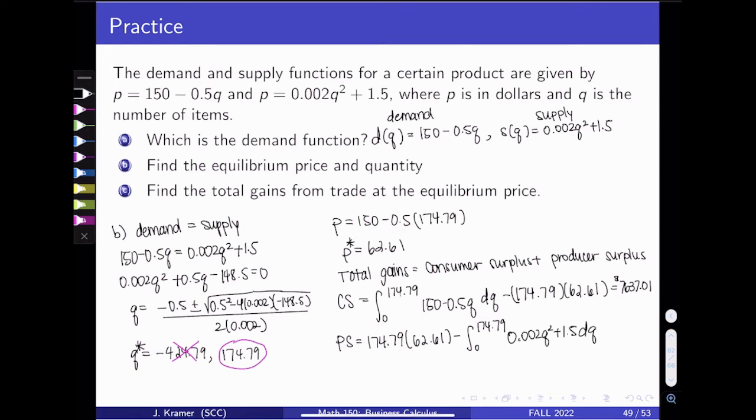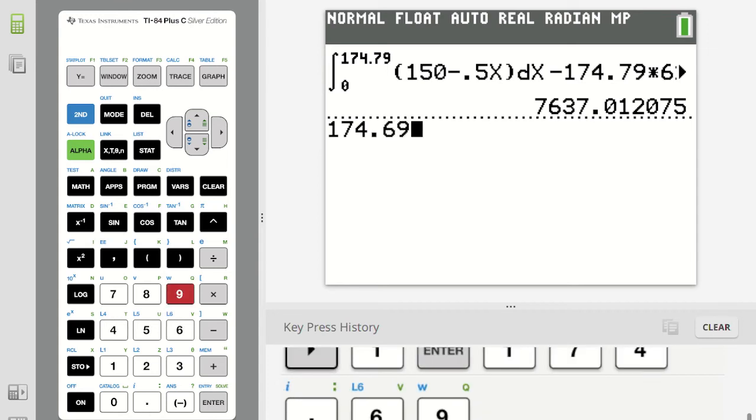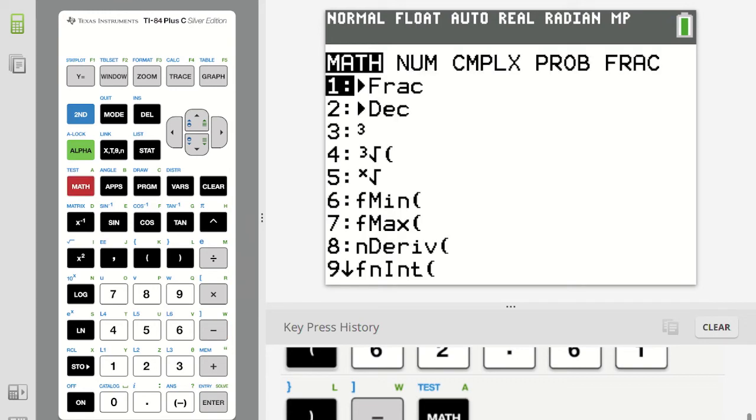We'll go back to the calculator to calculate this value as well. By entering the equilibrium quantity times the equilibrium price, which will be 174.79 times 62.61. Then we'll subtract the integral. You'll press Math and choose Function Integration, which is number 9.